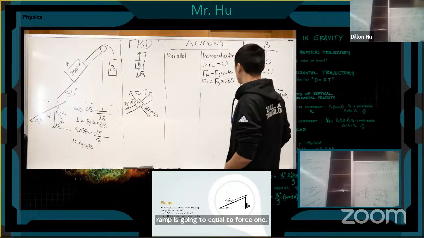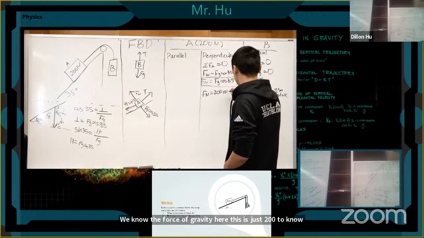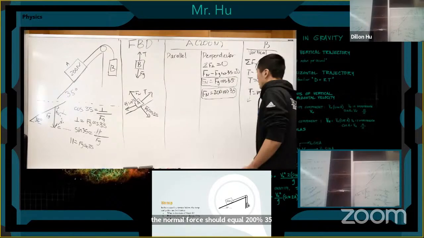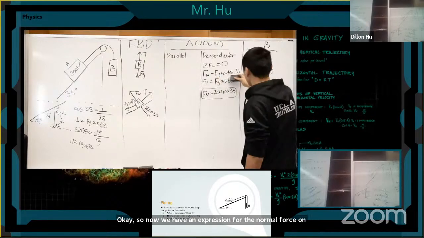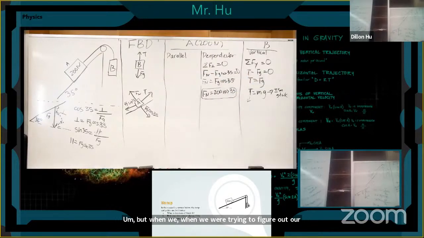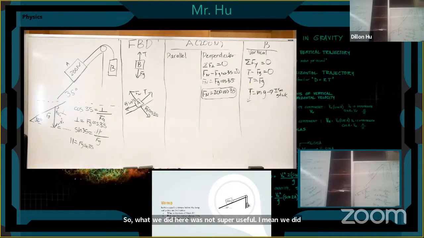Okay, so now I have an expression for the normal force. We know the force of gravity here, this is just 200. So the normal force should equal 200 cosine 35. But when we were trying to figure out our mass for block B, we needed the tension force. So what we did here was not super useful. I mean, we did figure out a normal force. Maybe we'll use this in a second, but as of right now, this is not very useful.